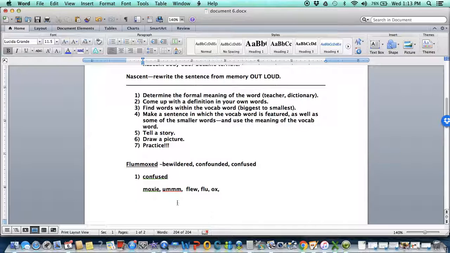All right, so I'm going to look for the noun, the closest thing I can have to an actual subject here, and that would be either flu or ox. Well, ox is more of an actual, quote unquote character here. So I'm going to say the ox was flummoxed because oxes can get flummoxed.